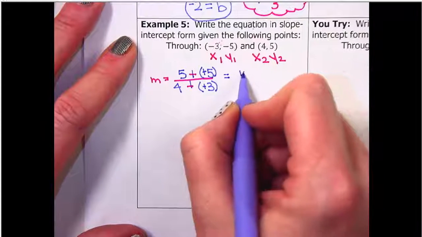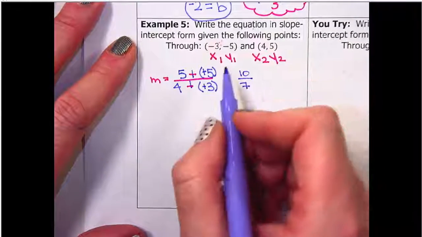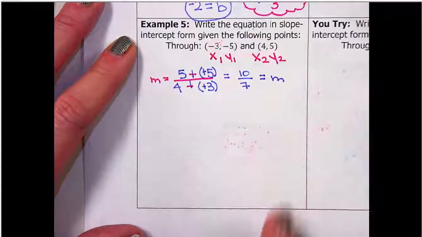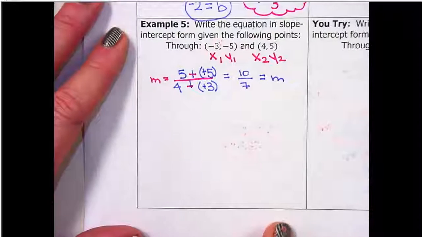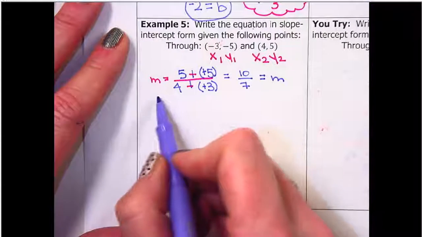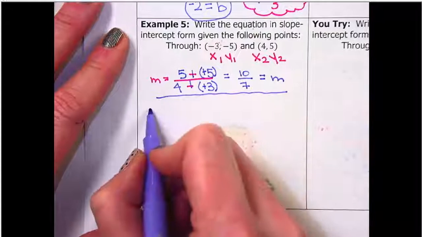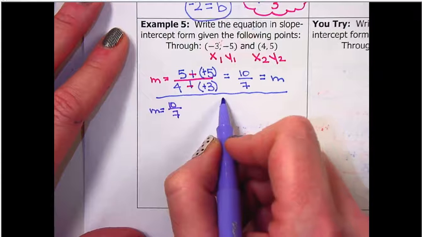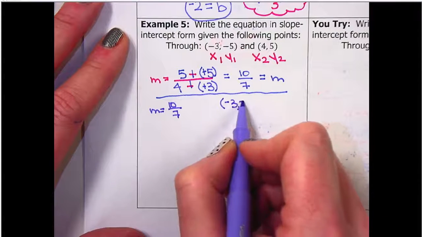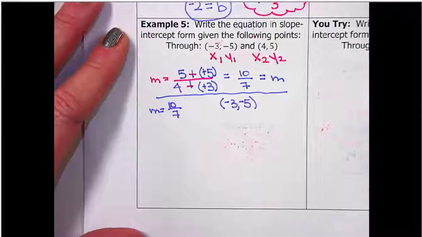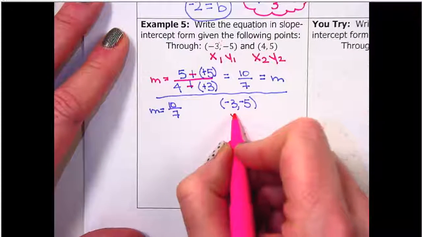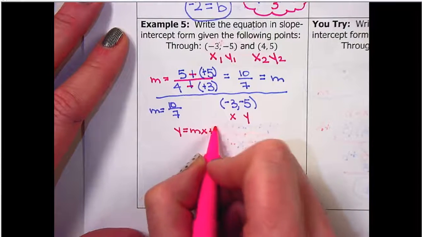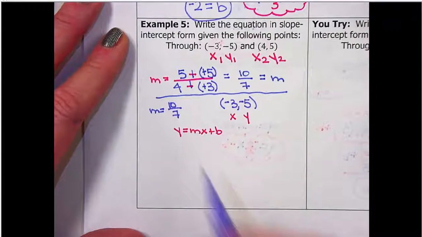And I get a positive 10 over 7, which doesn't reduce. Okay? 10 and 7 are only divisible by 1. So my slope, or my m, is 10 sevenths. Let's pick one of the ordered pairs. Let's stick with the first one for consistency's sake. And I now have an m, an x, and a y to substitute into y equals mx plus b. And I can go ahead and do that substitution.